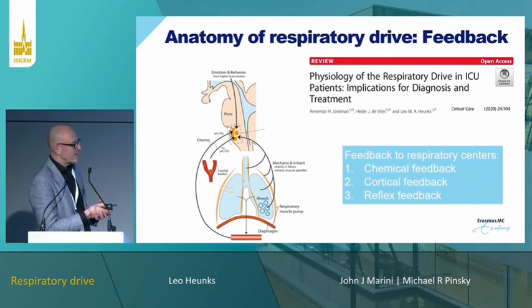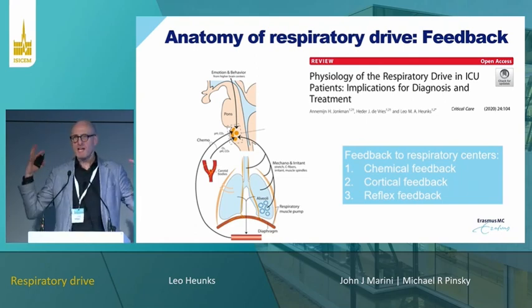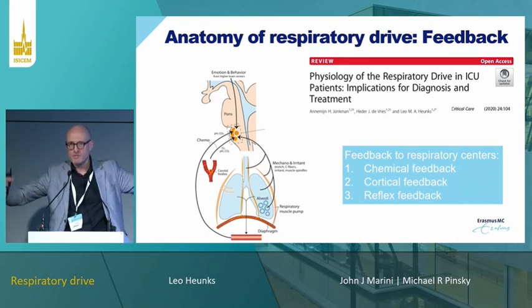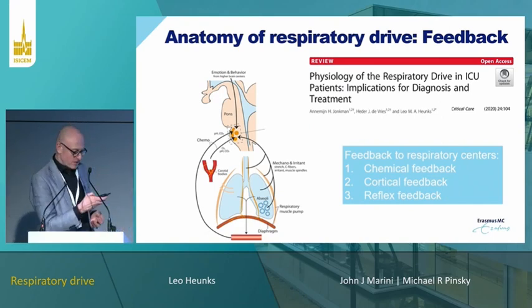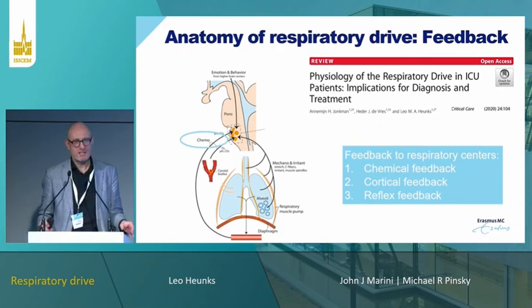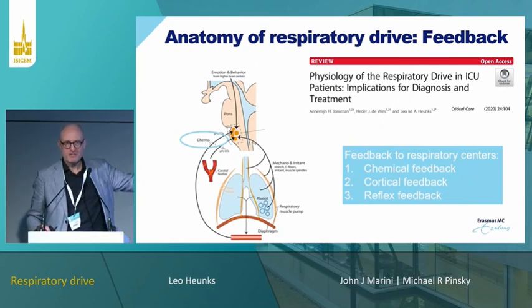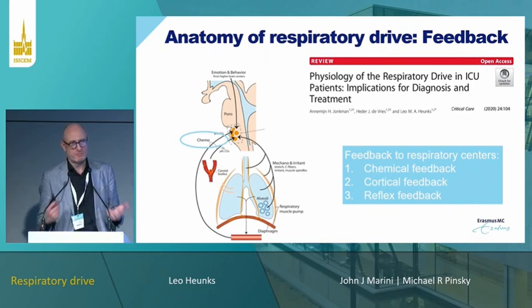Right here you'll see again the respiratory centers, the pre-Bötzinger complex, etc., as we just discussed. So what is the input? What determines the respiratory drive? I would like to highlight 3 pathways. First, chemoreception, as already discussed a little bit. pH is the strongest determinant of your respiratory drive.